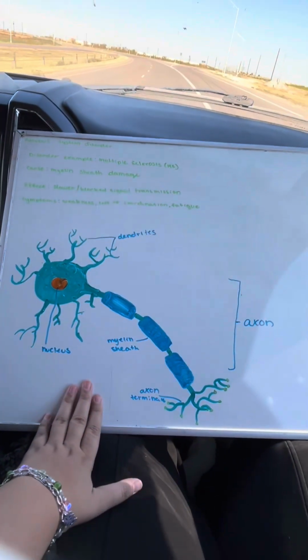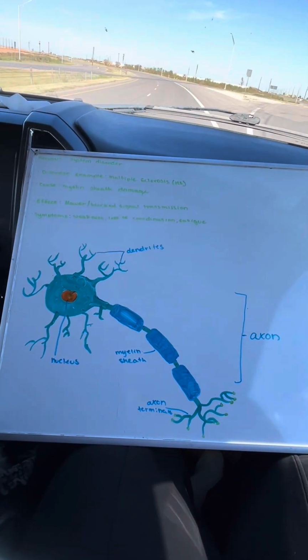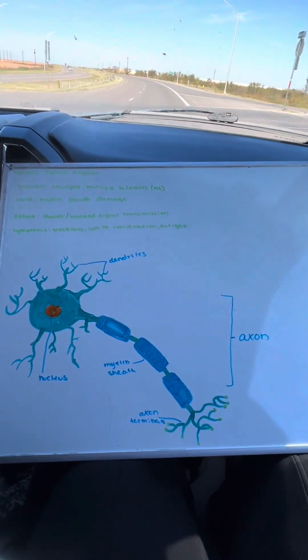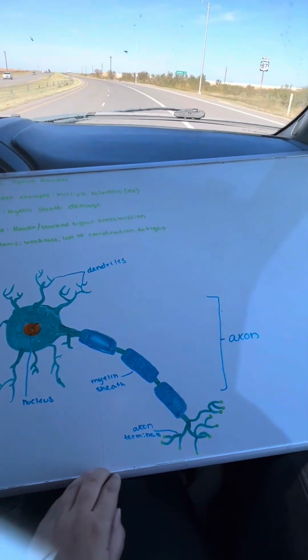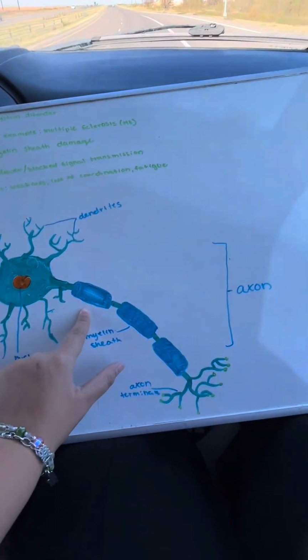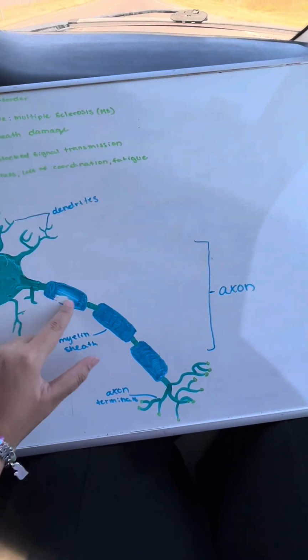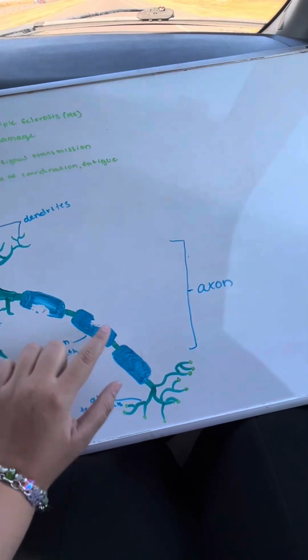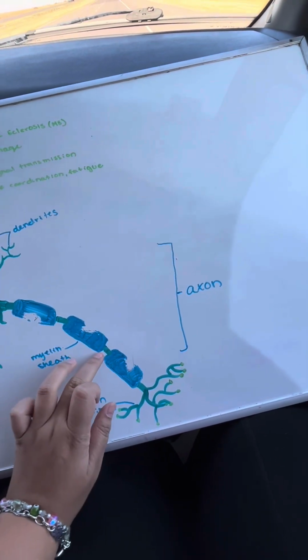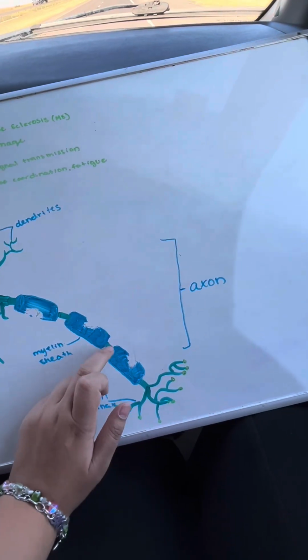This one is a normal, healthy nerve. With multiple sclerosis, these little myelin sheaths are usually damaged, and they'll have holes in them, like this, that'll expose right here.